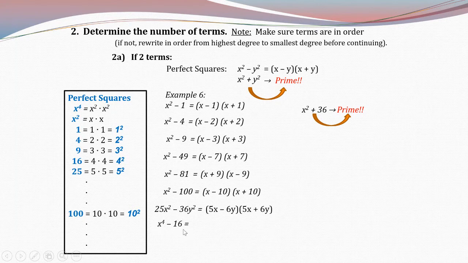Let's do one more example. X to the 4th minus 16 will give us x squared minus 4 and x squared plus 4. X squared minus 4 can still be factored, but x squared plus 4 is prime. This x squared minus 4 can be x minus 2 and x plus 2. And the x squared plus 4, we just bring it down. So these are the factors of x to the 4th minus 16.